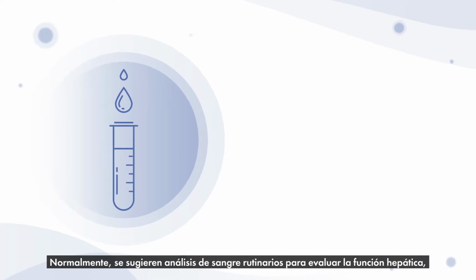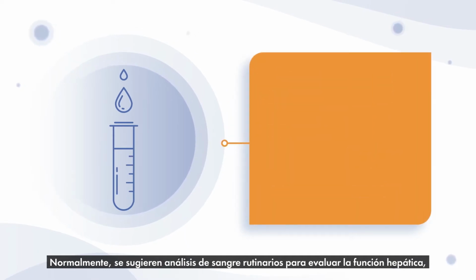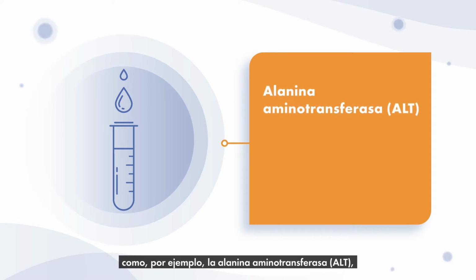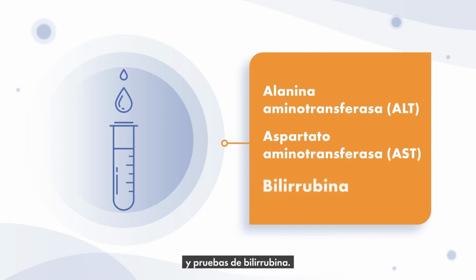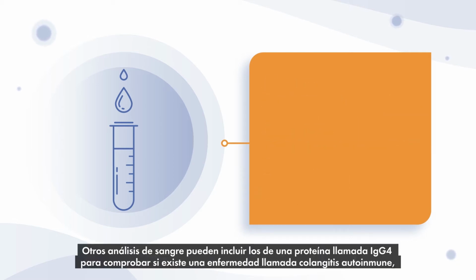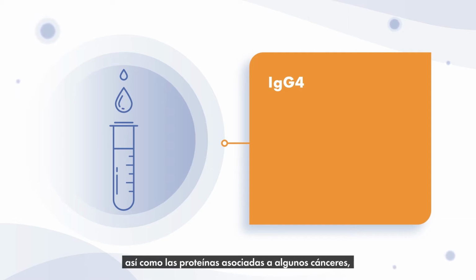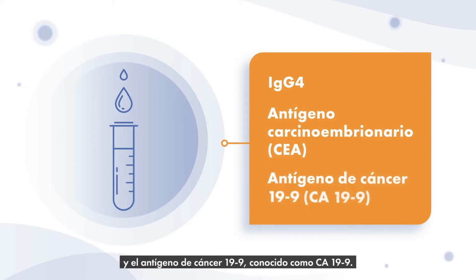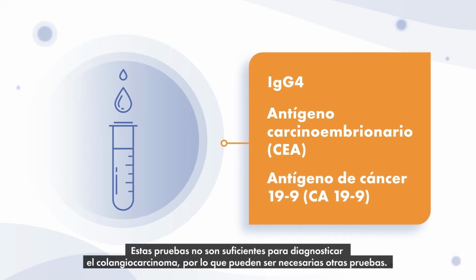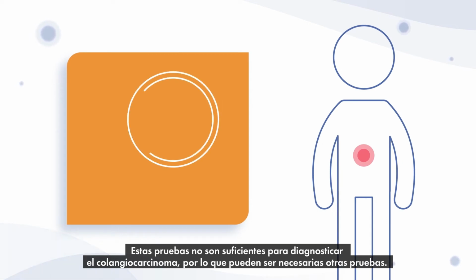Routine blood tests to assess liver function will usually be suggested, such as alanine aminotransferase (ALT), aspartate aminotransferase (AST), and bilirubin tests. Other blood tests may include those for a protein called IgG4 to check for a condition called autoimmune cholangitis, as well as proteins associated with some cancers, such as carcinoembryonic antigen, known as CEA, and cancer antigen 19-9, known as CA19-9. These tests are not enough to diagnose cholangiocarcinoma, so other tests may be necessary.